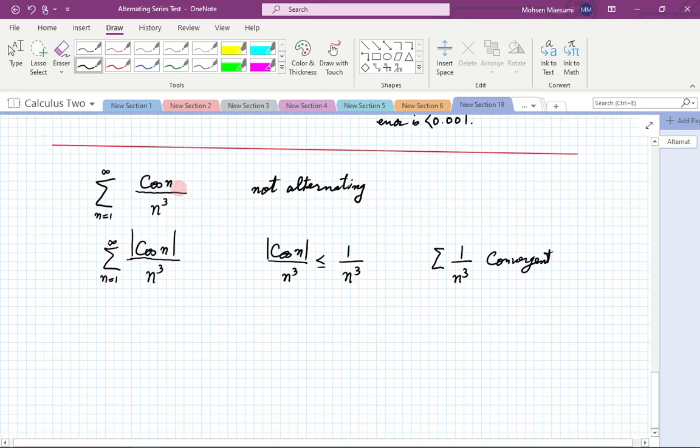Okay, so we forced it to be positive. The positive terms, we can perhaps compare it against something else that we know, and this one we know is convergent. Then we can conclude that the original series, the one that had the plus and minuses in it in a complex pattern, that one will converge as well.